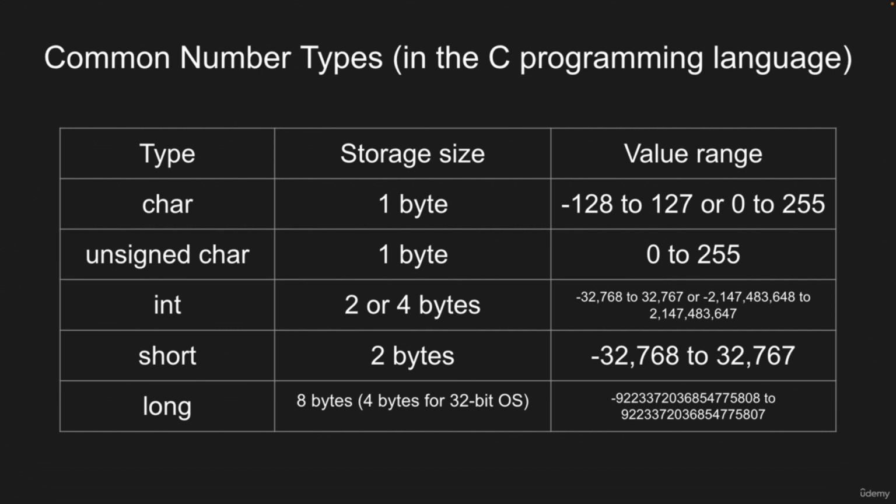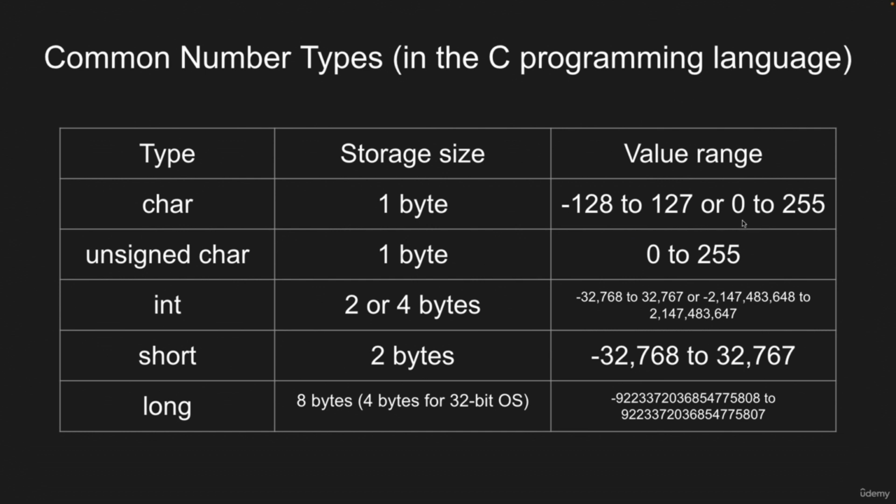So here's a character type right here. Char or character, unsigned character. Int just stands for integer. Short is a whole number type, and long is a very big number. To elaborate more, a char has a storage size of 1 byte, and I'll be explaining what a byte is in the next slides. It has a value range of -128 to 127 or 0 to 255.